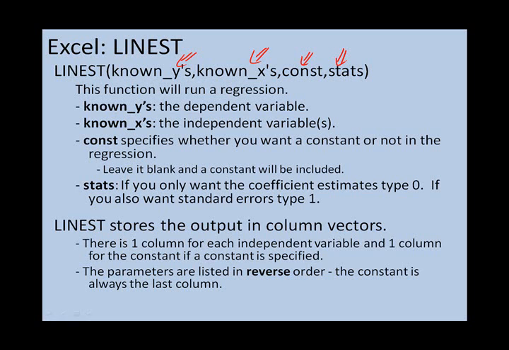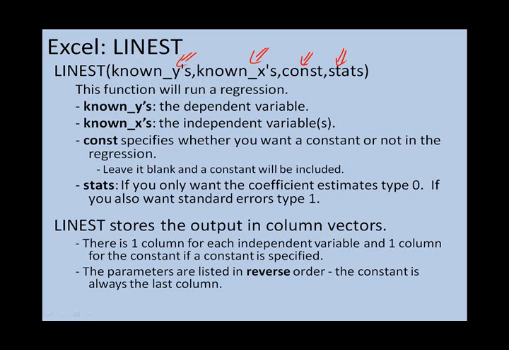The problem with LINEST is that it stores the output in column vectors. There's one column for each independent variable, and one column for the constant if a constant is specified in the regression. The trick to remember is that the parameters are listed in reverse order. The constant will always be in the last column. Logically, you'd think the constant would be in the first column. In fact, in Excel they reverse it. Just remember that, it's very important.